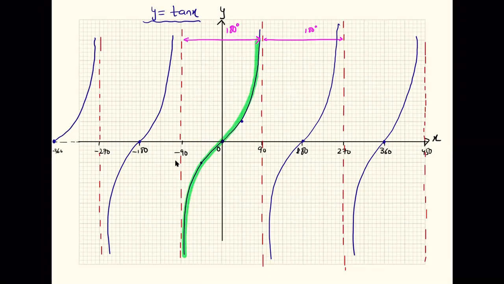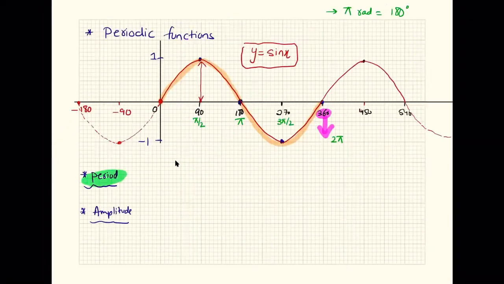Now there is no such thing as amplitude over here because you can't tell the amplitude, but the basic period for tan x is going to be 180 degrees. Whereas for sin x and cos x, after every 360 degrees, the cycle was repeating itself.